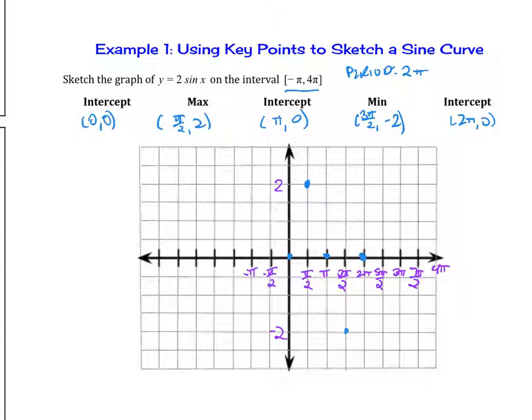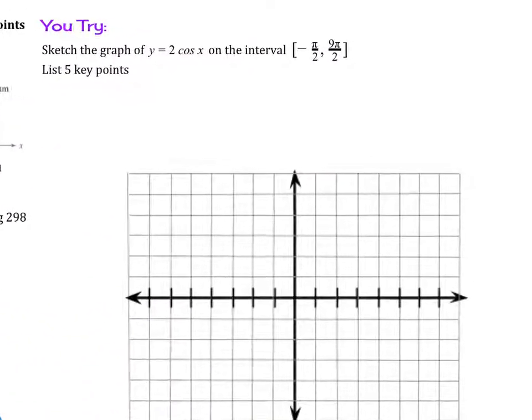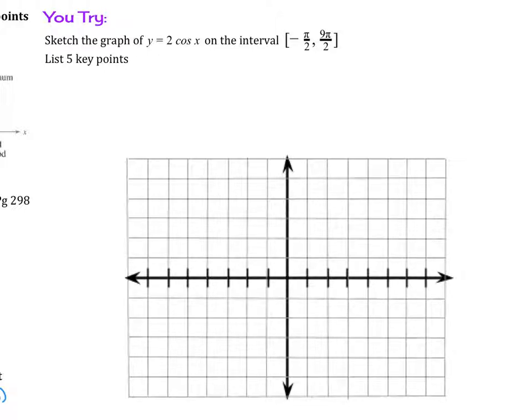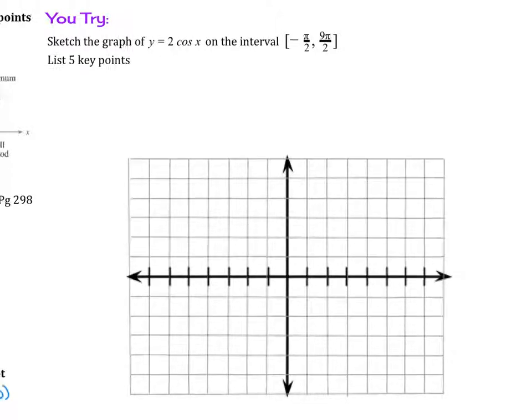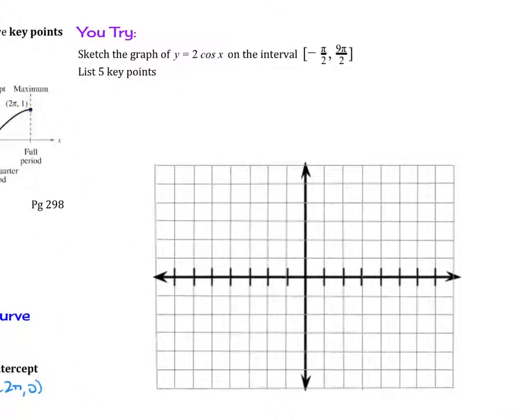Okay, so then you can finish the graph, right? We can repeat this to get the entire interval that it is asking for. There we go. And then finish the curve. Perfect. So go ahead and try this example here. Sketch the graph of y equals 2 cosine x on the interval negative pi over 2 to 9 pi over 2. And then also list the 5 key points starting from the y-intercept, please.